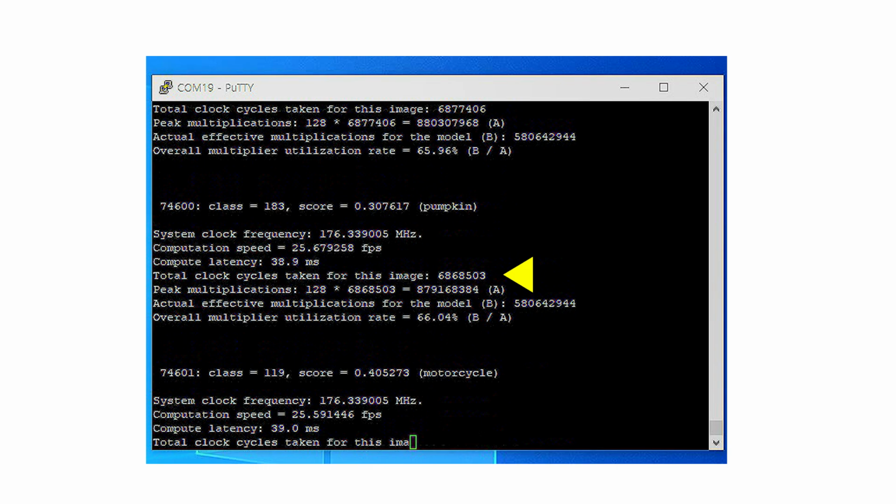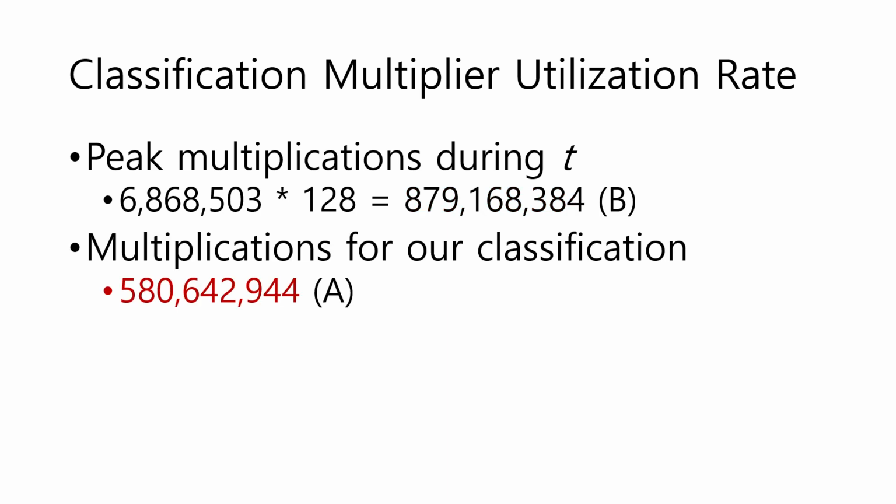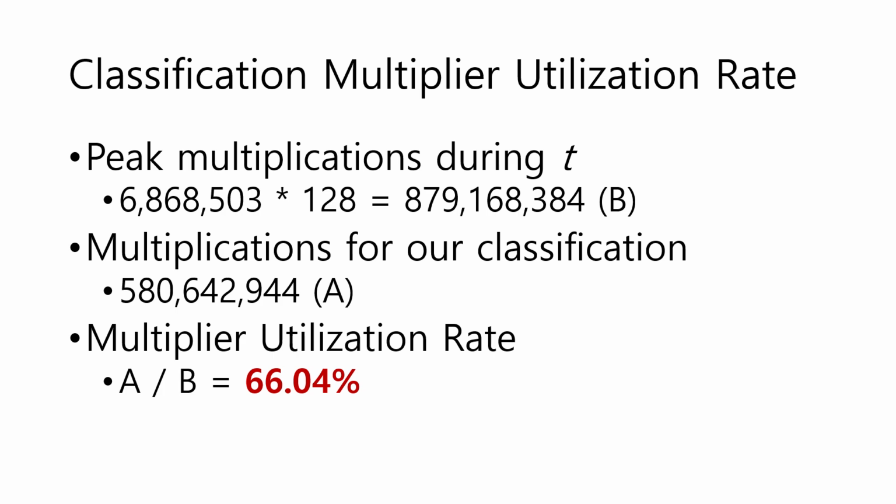The report shows that it took approximately 6.9 million clock cycles to recognize a single image. The maximum number of multiplications that all 128 multipliers can compute during this time is 6.9 million times 128, or 879 million. Also, as explained earlier, the actual computed effective multiplication amount is 580 million, which is the computational requirement for this classification algorithm. So the efficiency of the multiplier is 580 million divided by 879 million, or 66%.